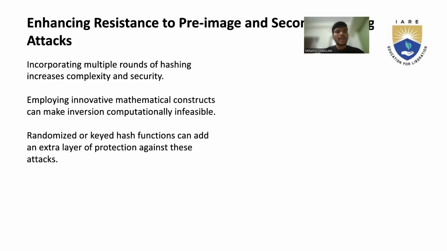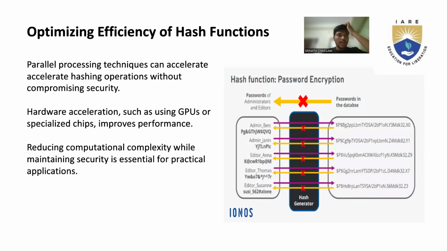And next one is optimizing efficiency of hash functions. Parallel processing techniques can accelerate hashing operations without compromising security. Hardware acceleration, such as using GPUs or specialized chips, improves performance and reduces computational complexity. Maintaining security is essential for practical applications.